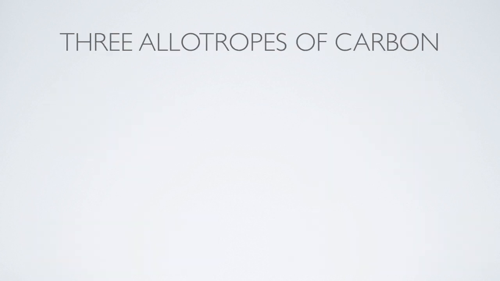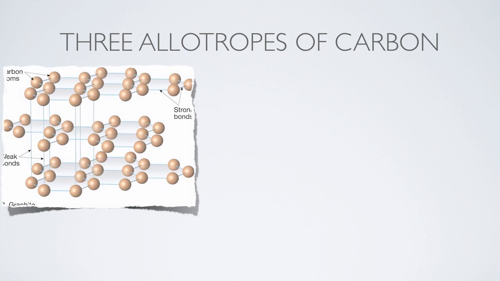Allotropes. An allotrope is the exact same element, not even a different isotope, just exactly the same, but a different structure. And there's three allotropes of carbon. First you have graphite, which is what we have in our pencil leads. Even though we call it lead, it's really graphite. And these sheets of graphite break off really easily because there are weak bonds between the sheets, as you can see.